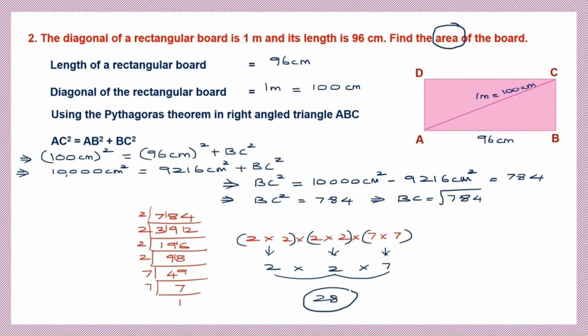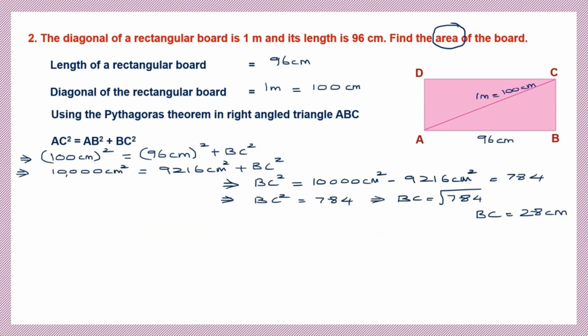So we have found the value of BC. BC is equal to 28 centimeters. So now let's go back to the figure and write BC is equal to 28 centimeters. So here it is 28 centimeters. So now we have the length and we have the breadth. We can easily find the area by using the formula.